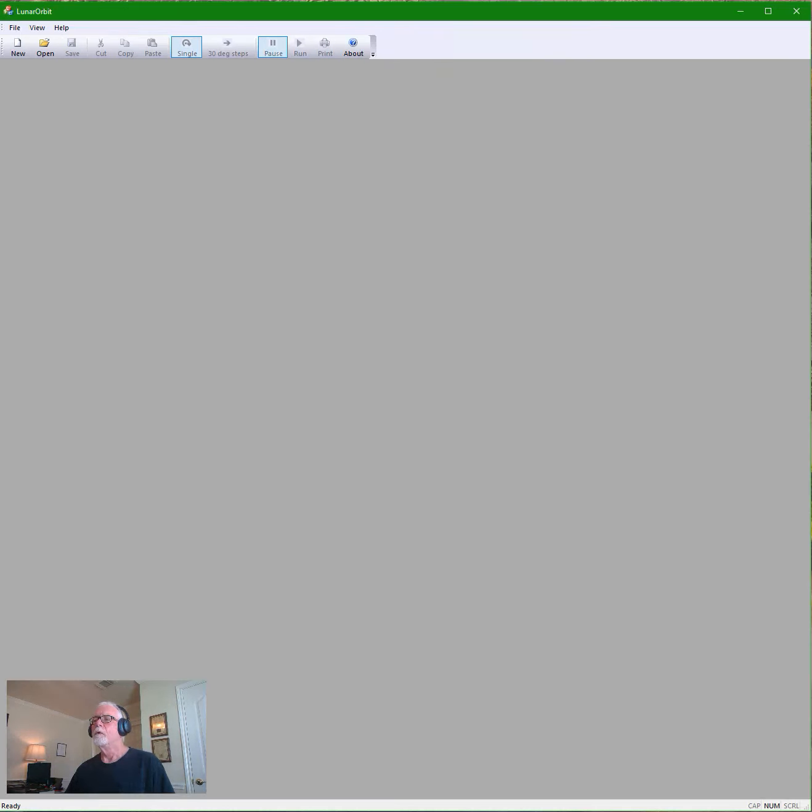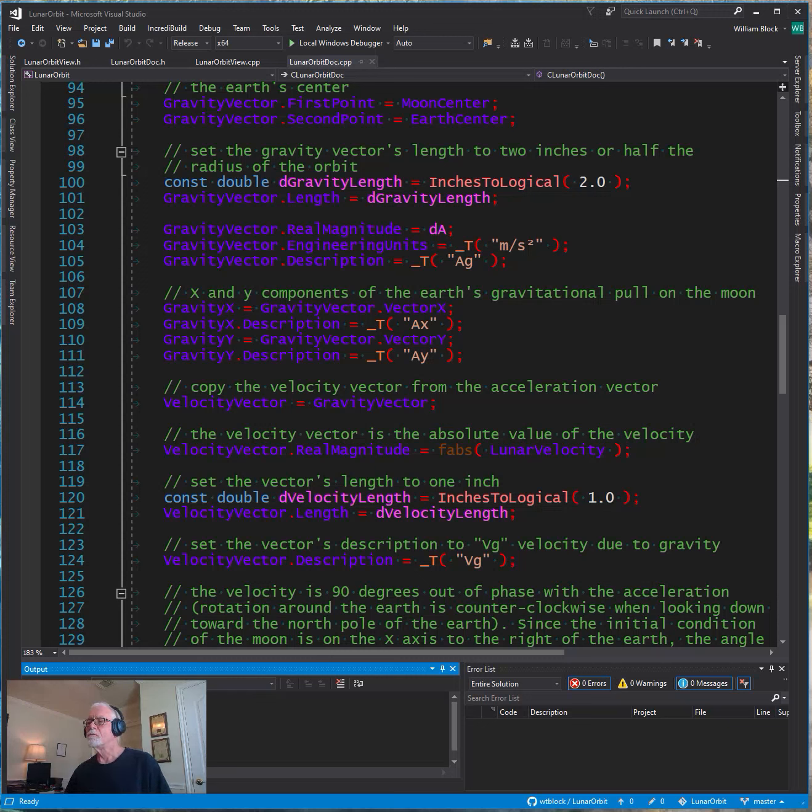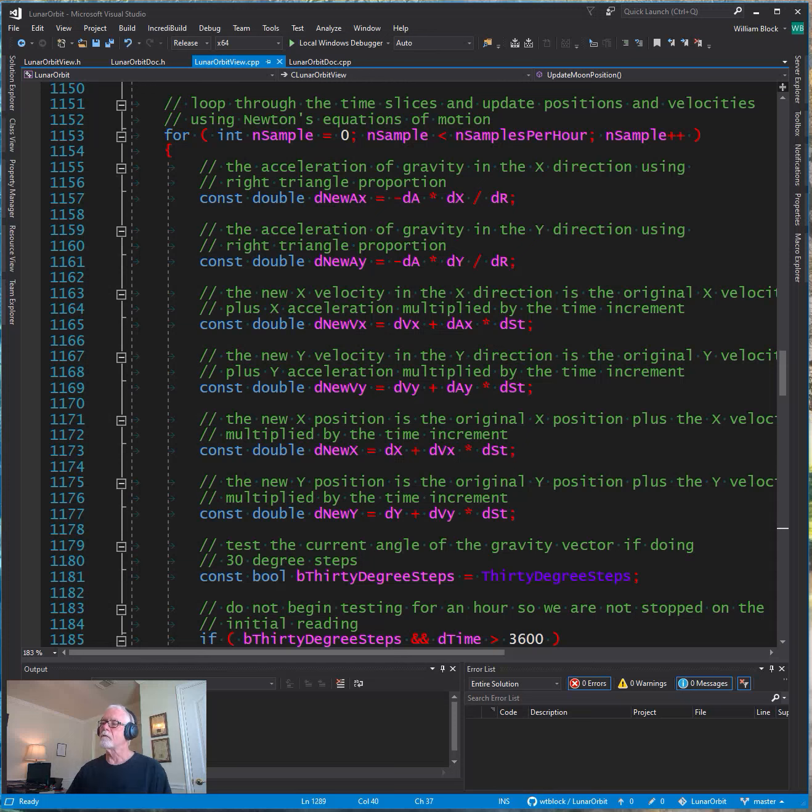Let me make one other point. It would be easy to assume that because we knew the orbital radius and we knew the velocity, that the model would just be doing what our initial conditions said to do. But that would not be true, because if you look at the code in the view that's calculating every time slice, which I have set to 1 second, every second in time, it calculates a new acceleration of gravity in the X and Y direction, a new velocity in the X and Y direction, and a new position in the X and Y direction.